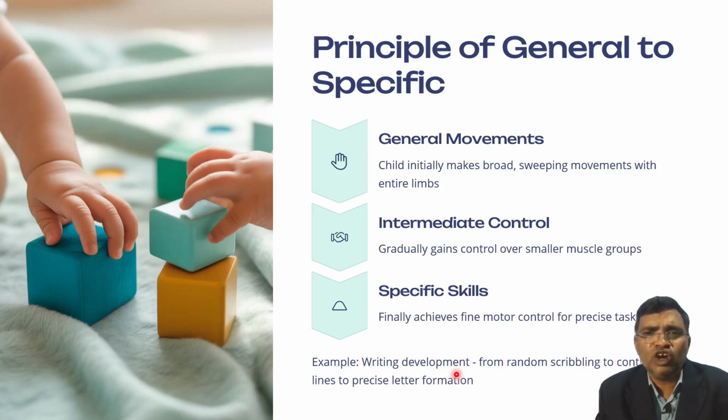The principle of general to specific. Okay, in child development, general movement: the child initially makes broad sweeping movements with the entire limbs. Slowly he starts with creeping. Okay, then gains control over the similar muscle groups. Then specific: finally he achieves fine movement control for precise tasks. For example, writing develops from random scribbling to controlled lines to precise letter formation.